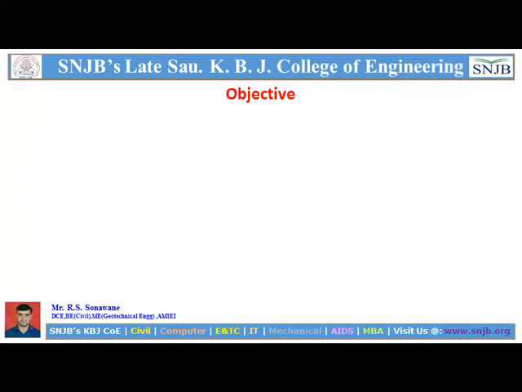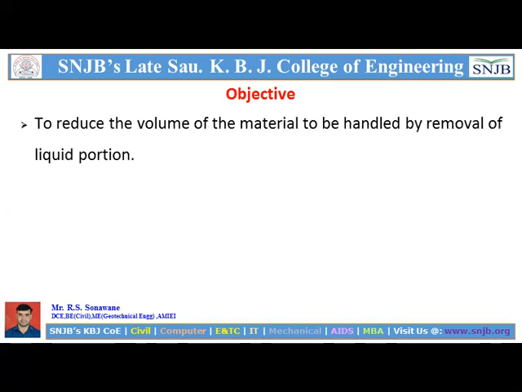Now what are the objectives of sludge treatment? That is very important. The objective of sludge treatment is to reduce the volume of material to be handled by removal of the liquid portion. So in this treatment process, the first objective is to reduce the volume of the material to be handled by removal of the liquid portion.